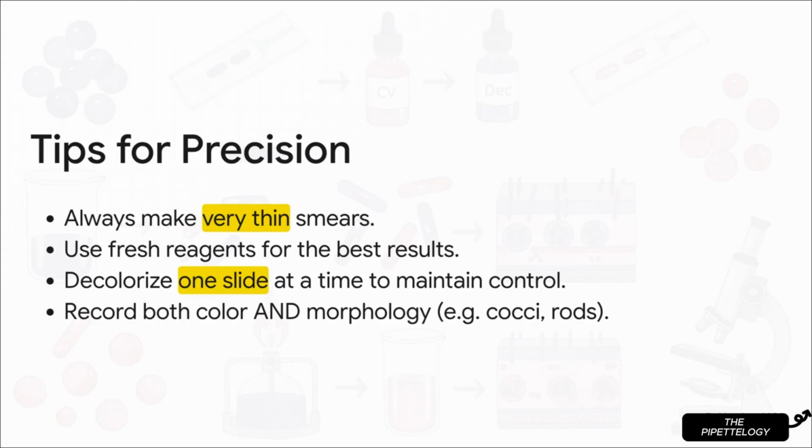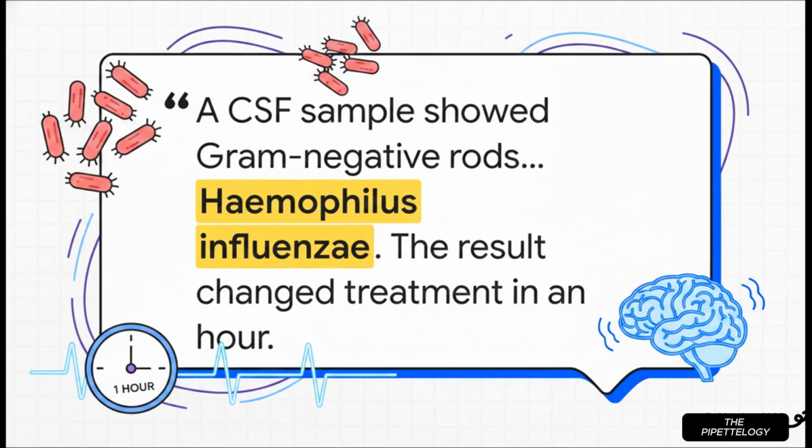So let me give you a few pro tips to help you nail this with precision every time. First, and I know we've said it before, but it's that important, thin smears are non-negotiable. Second, always use fresh reagents. The old stuff can lose its punch. And when you get to that super critical decolorizing step, do one slide at a time. It's the only way to maintain control. And finally, when you report what you see, be specific. Don't just write down gram-positive. Say gram-positive cocci in clusters. The details matter.